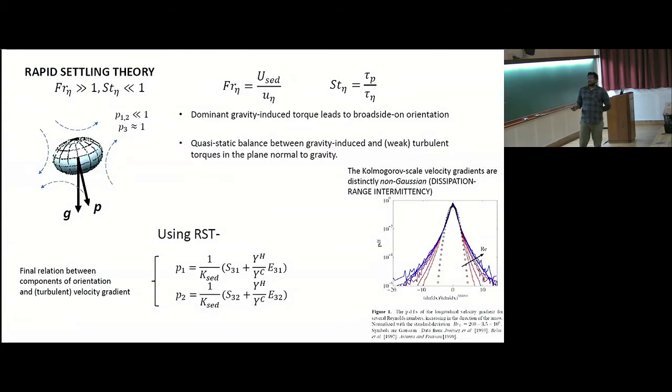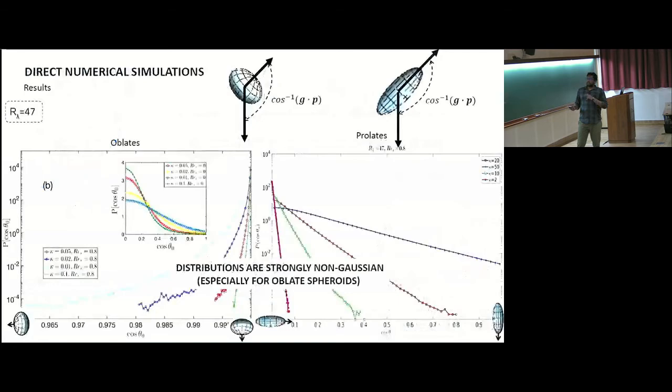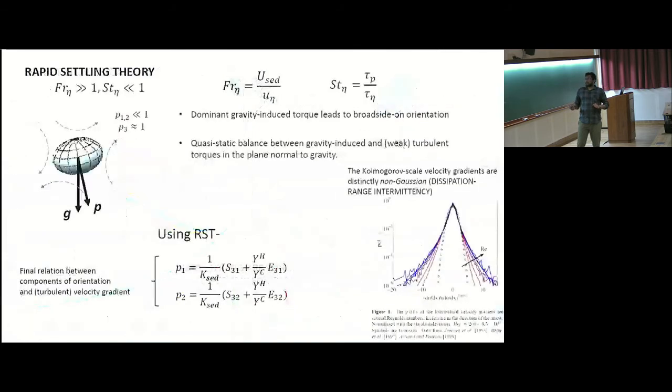So here a note: from previous works, we know that the velocity gradient statistics are dominated by the dissipation scales. And due to the dissipation range intermittency, those statistics are non-Gaussian in nature. So this brings me back to this comment that distributions are non-Gaussian. So we expect that because these statistics are non-Gaussian, the rate of strain tensor and the vorticity tensor, the orientation distributions that we get will also be non-Gaussian.